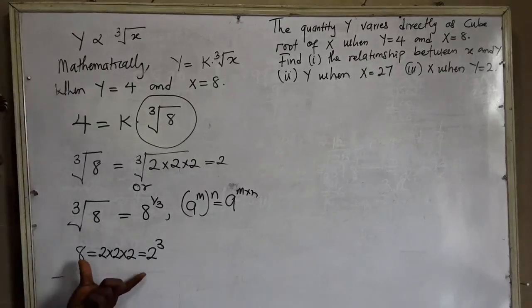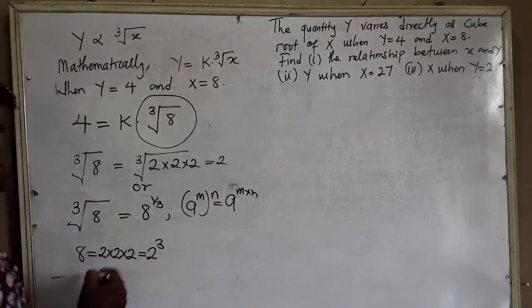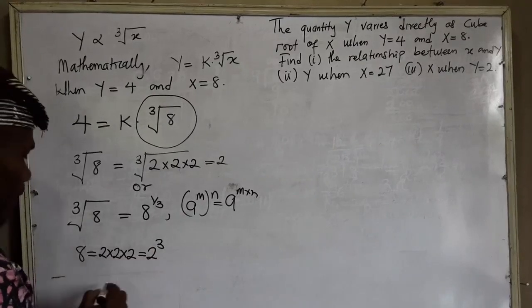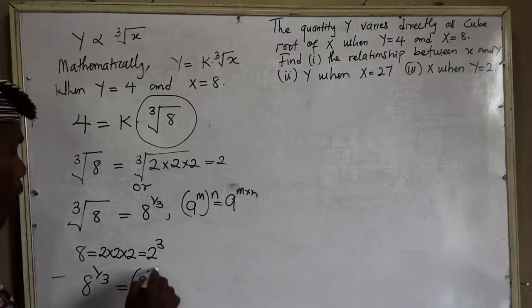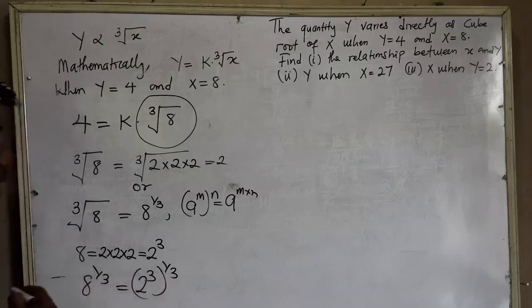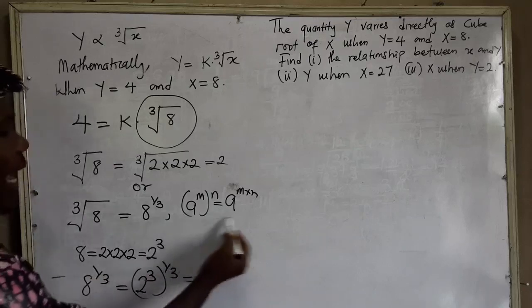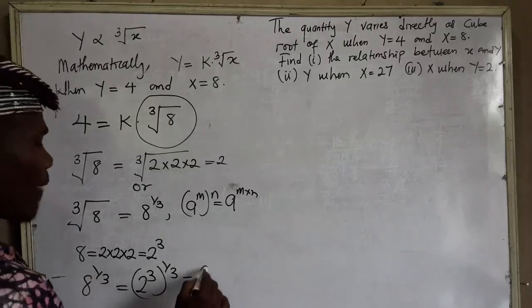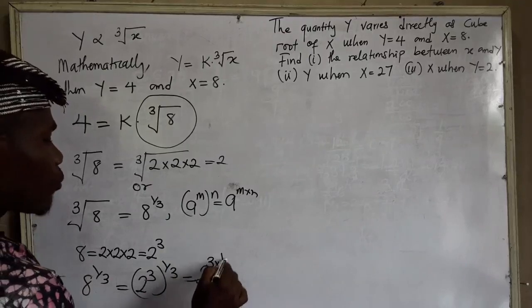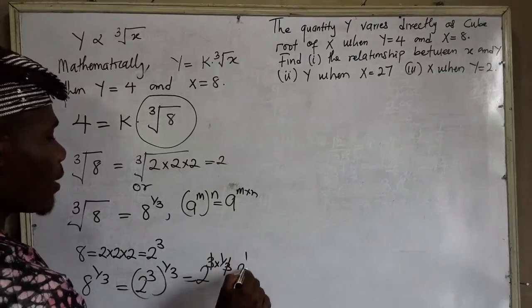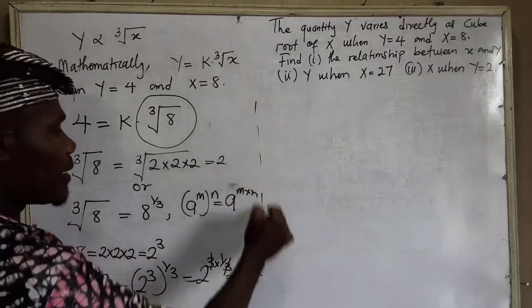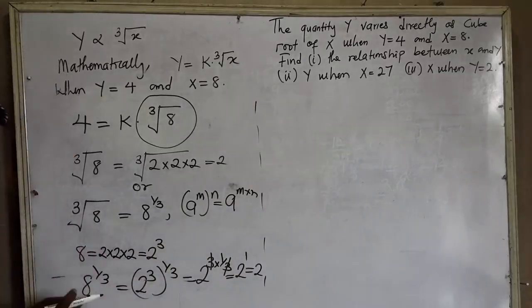So if this is the factor of 8, instead of writing 8 raised to power 1 over 3, you can now write 2 raised to power 3, all raised to power 1 over 3. Therefore, by applying this law, you have 2 raised to power 3 times 1 over 3. So this will cancel this. We have 2 raised to power 1, which is equal to 2. So this is the value of 8 raised to power 1 over 3.